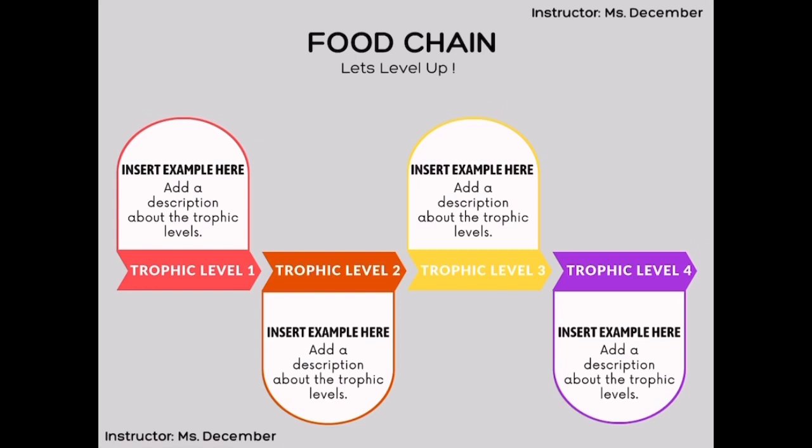By the end of these activities, students would have successfully constructed a food chain and the feeding relationship that exists between each trophic level.